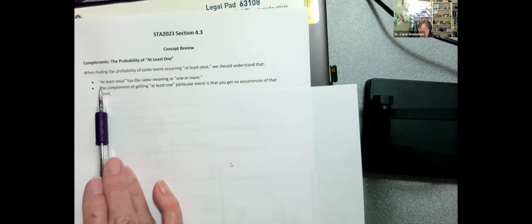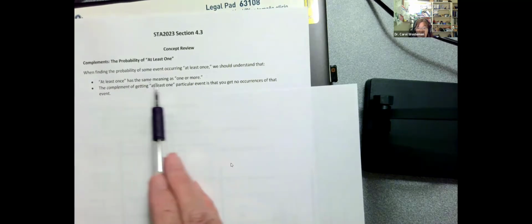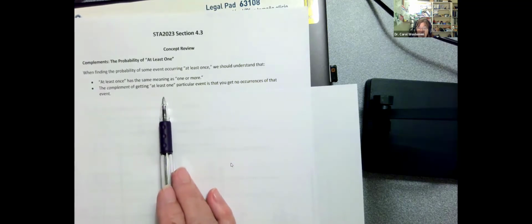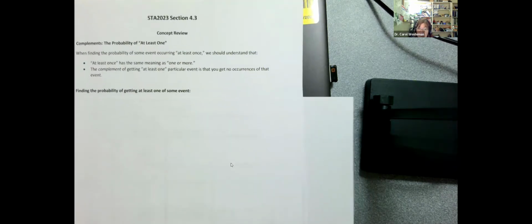Again, there's going to be some problems in this section that talk about finding the probability of something happening at least once. And there's a couple things to remember when we say that. When we say the probability of at least once, it means the same thing as one or more. The complement of at least one is none. And I'll work some problems so you can see where we use that, and there's only one way to work those problems. I'll show you some examples in just a second.